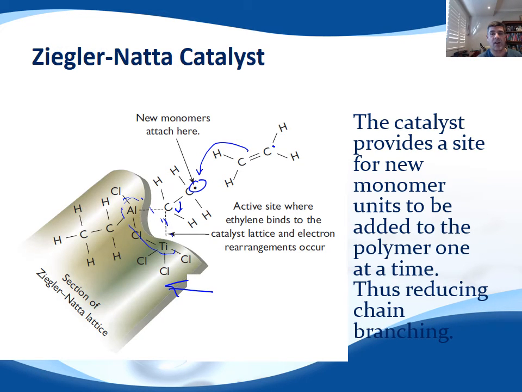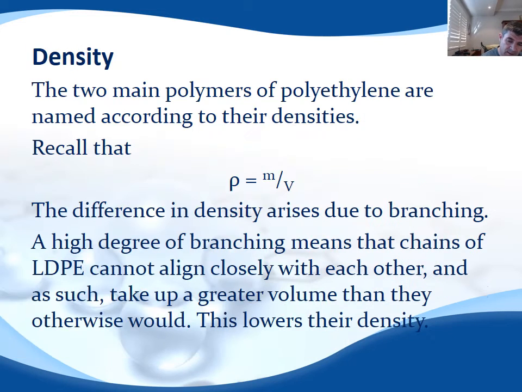The difference this time is the catalyst is actually providing a nice large surface area, and a site for the facilitation of that polymerization process, for each new monomer unit to be added and increase the length of the chain.